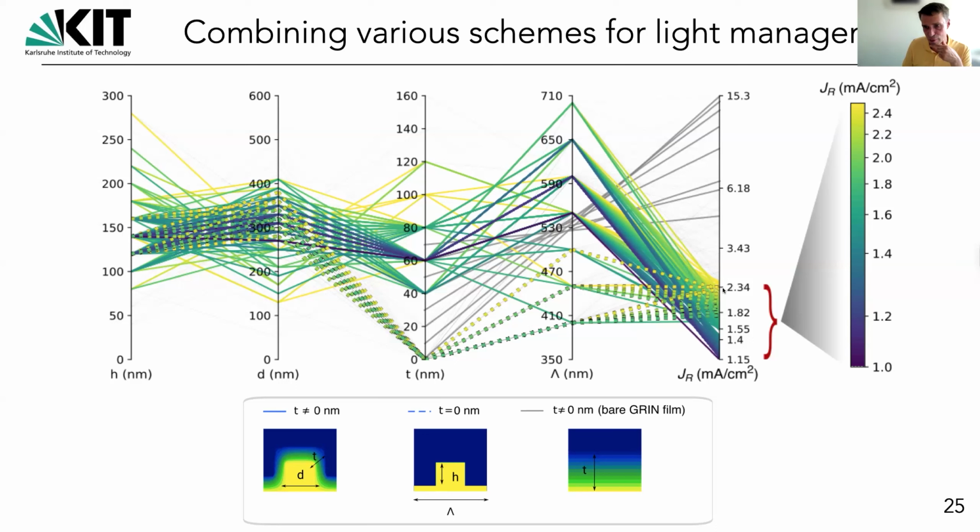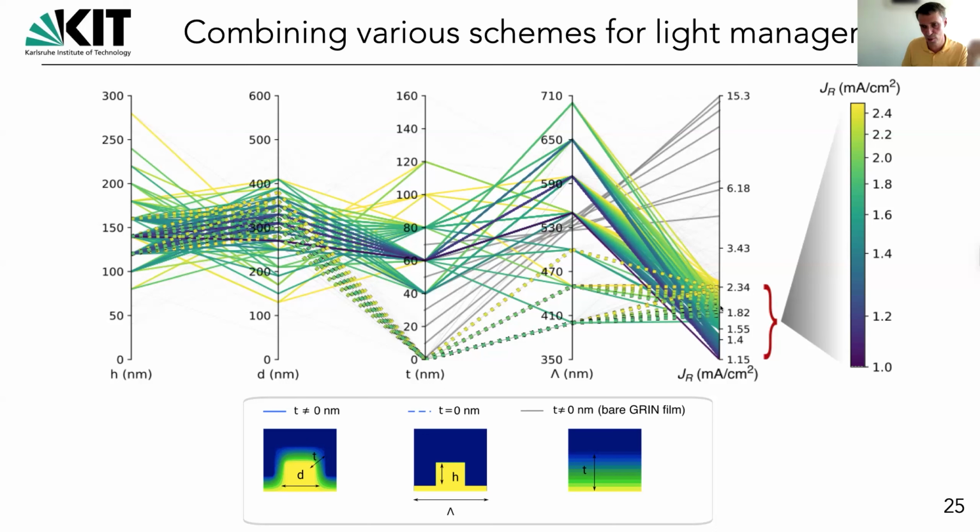So the final outcome is here. So here is this reflection current that we calculate, and of course we are interested here in this lower range, which we want to be as small as possible. And then you see a set of samples here, all characterized by a different mean period, a thickness, a diameter, and a height. And these are then the parameters that characterize these systems.